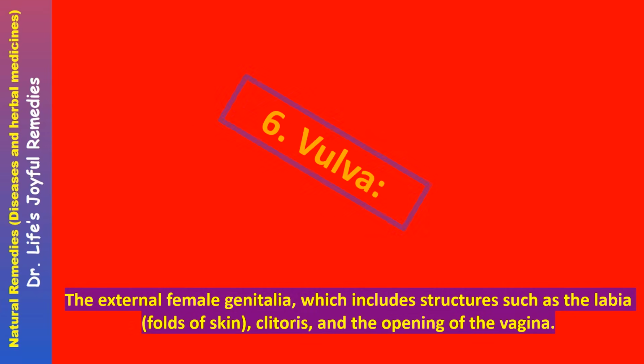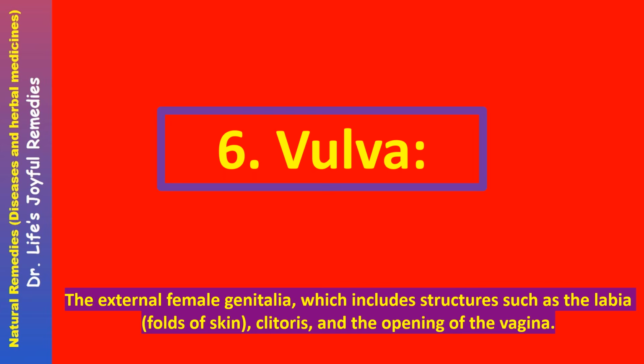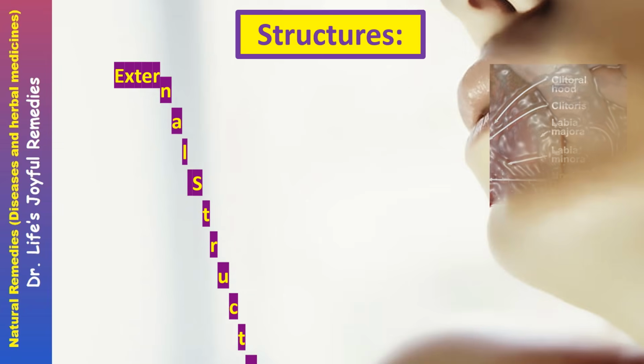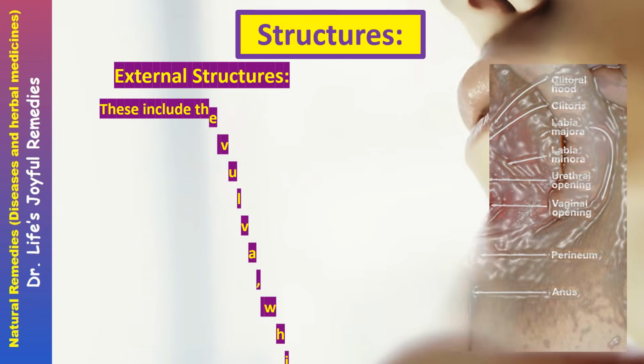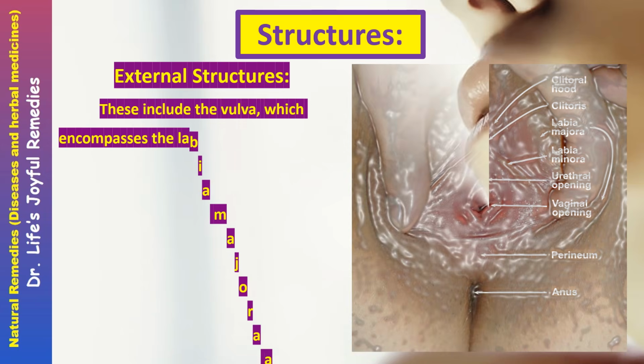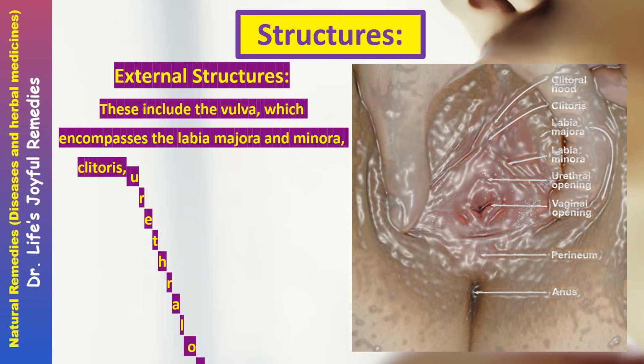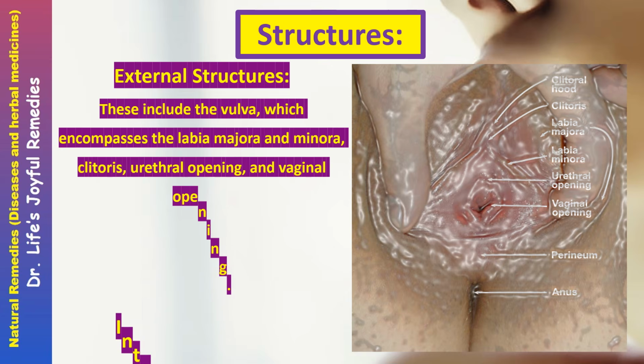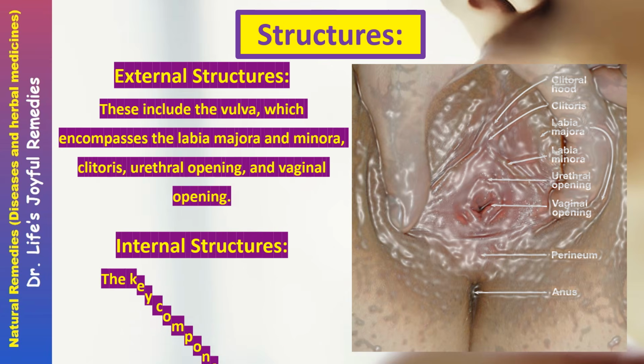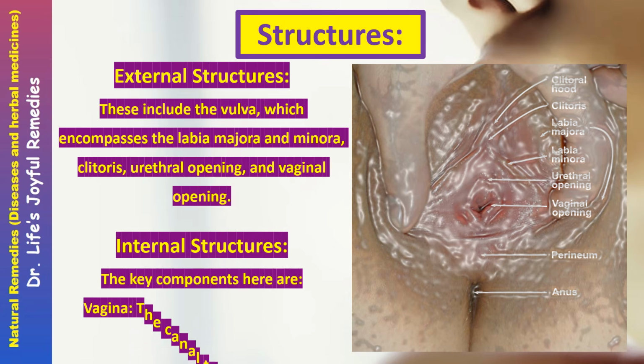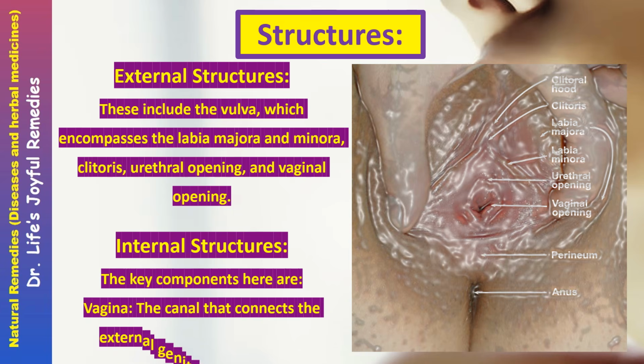6. Vulva. The external female genitalia, which includes structures such as the labia, folds of skin, clitoris, and the opening of the vagina. Structures. External structures. These include the vulva, which encompasses the labia majora and minora, clitoris, urethral opening, and vaginal opening. Internal structures. The key components here are: vagina, the canal that connects the external genitals to the uterus.